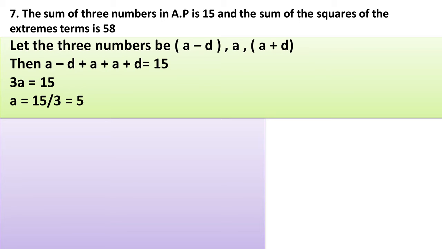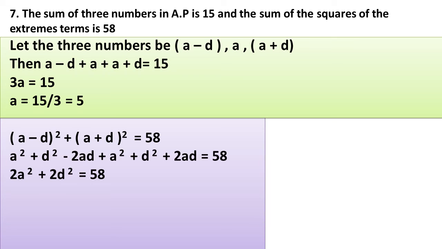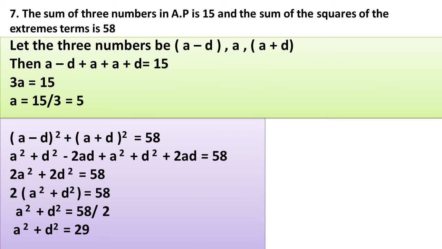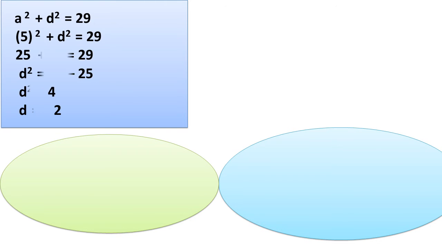As there are 3 terms, the first and last terms are called the extremes. So the sum of their squares is defined as A minus D whole square plus A plus D whole square, which is equal to 58. Apply the identity for A minus B whole square and A plus B whole square, then the value will be equated to A square plus D square, which is equal to 29. Substitute the value of A as 5, so that the value of D will be equal to plus or minus 2.